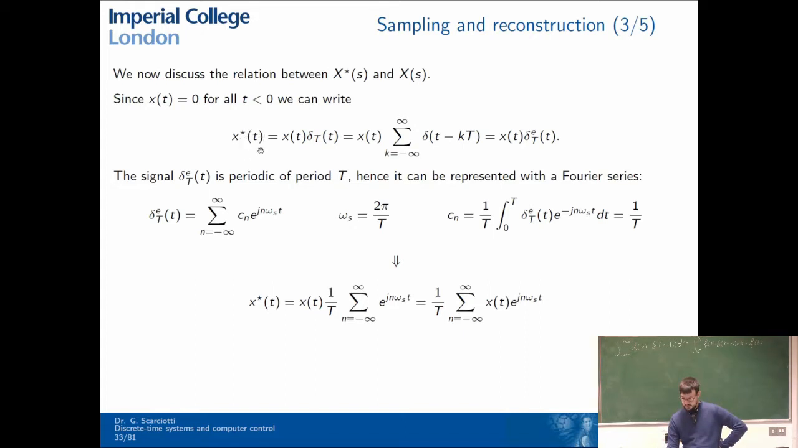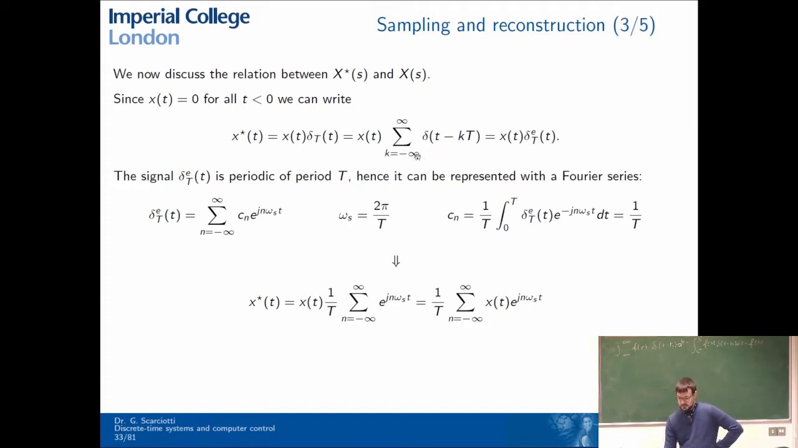So let's write x star of t. We have found that x star of t is equal to x of t times the train of impulses. Now, this can be rewritten in the following way. What we have changed is just that k, instead of going from 0 to infinity, goes from minus infinity to infinity. The reason why we can extend this train of impulses also to minus infinity is because x of t is equal to 0 for negative times. So whatever happens on the left-hand side, when k is negative, will anyway be 0 once you multiply by x of t. So we can extend the sum to minus infinity.